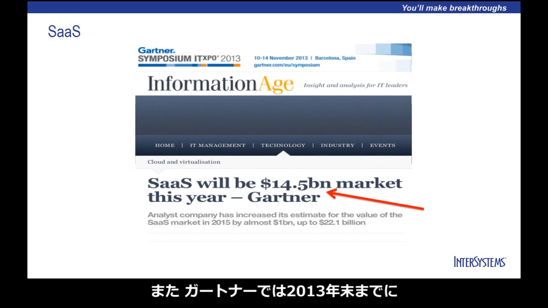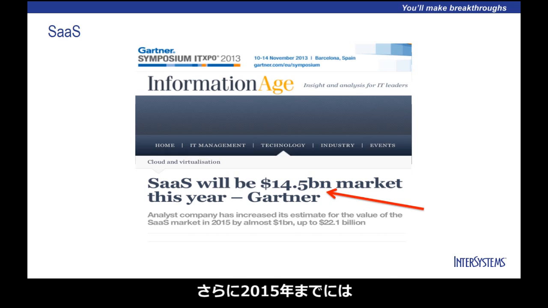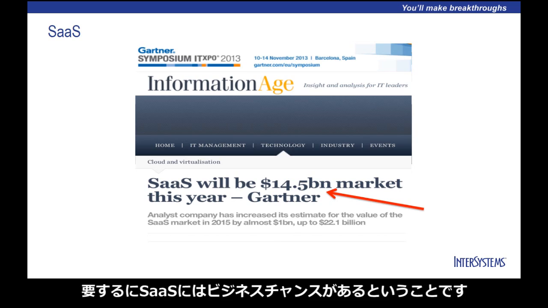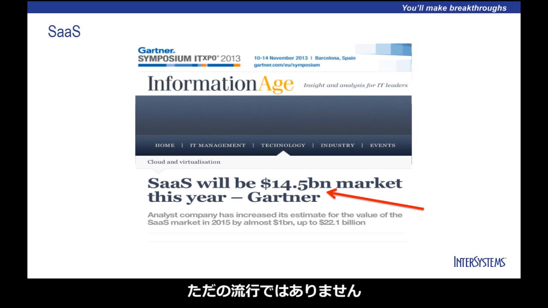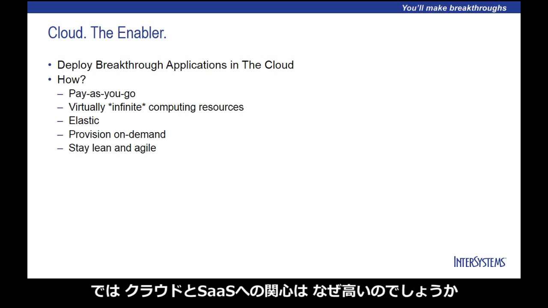What else does Gartner say? Gartner says that by the end of 2013, software as a service will be a $14.5 billion market. A billion dollar market. And in fact, if you read the finer print in their article, they say that by 2015, it will be up to $22 billion. So again, great indication that there is business out there. There are opportunities out there. Software as a service is a real thing. It's not a fad.